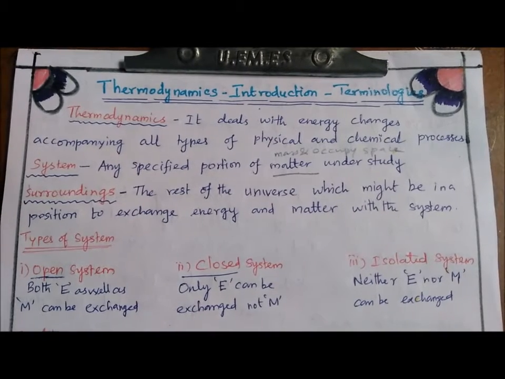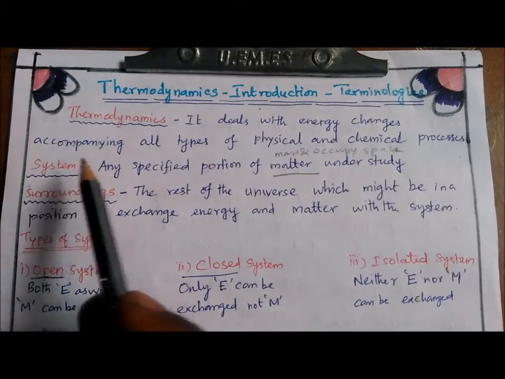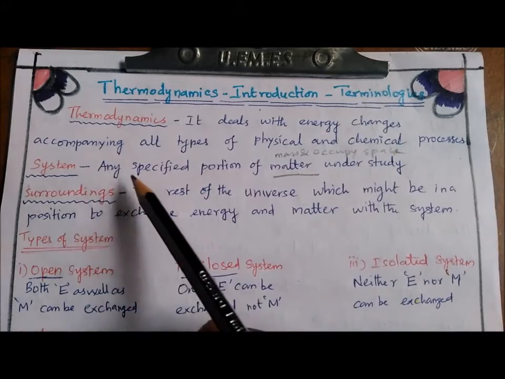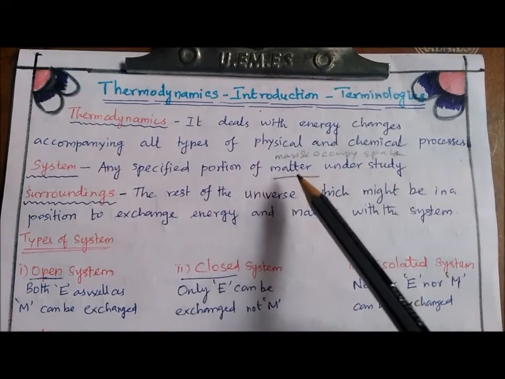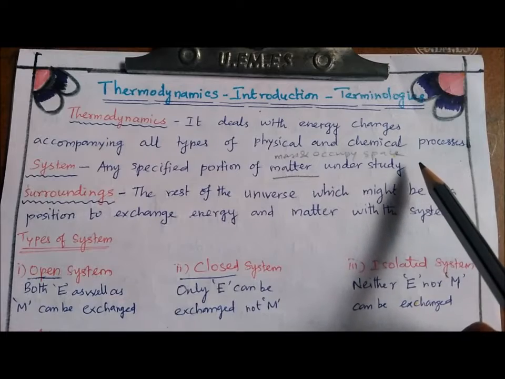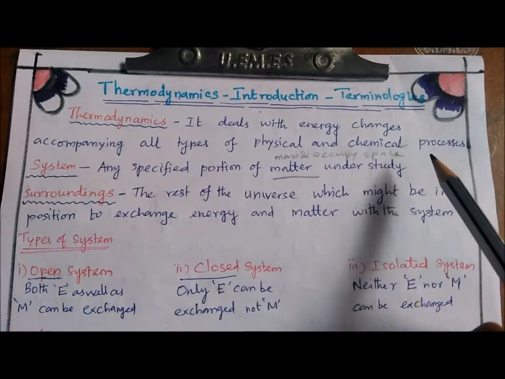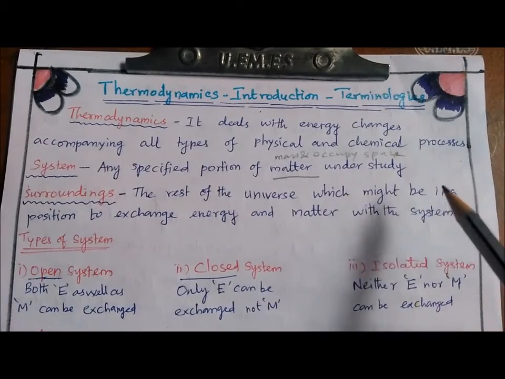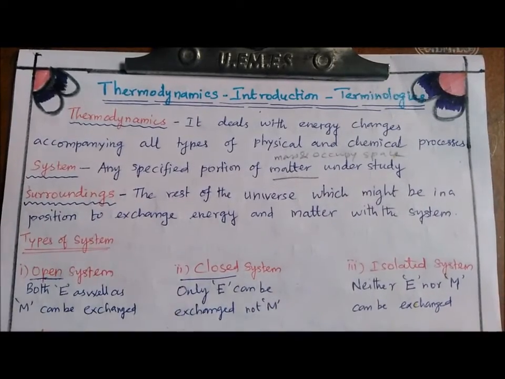Also, a system may consist of one or more substances. A system may consist of more than one chemical, more than one material. So any specified portion of matter which is under study possesses a bounding surface, and it is separated from the rest of the universe with the boundary. That is what is called a system.